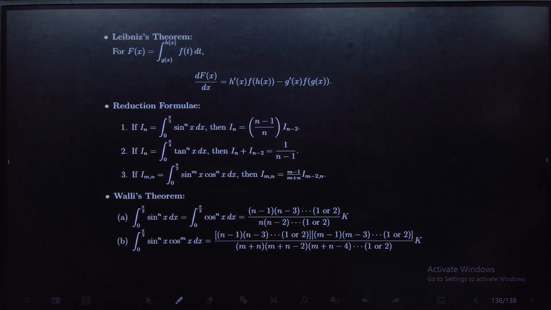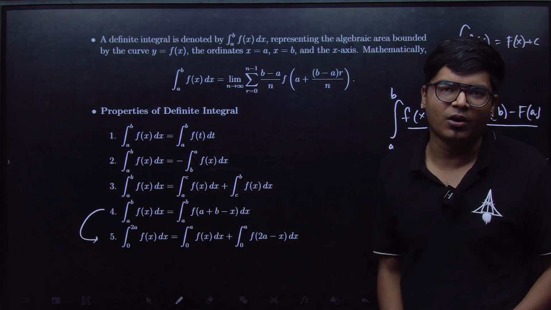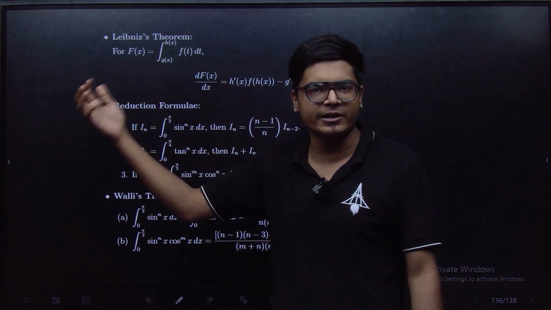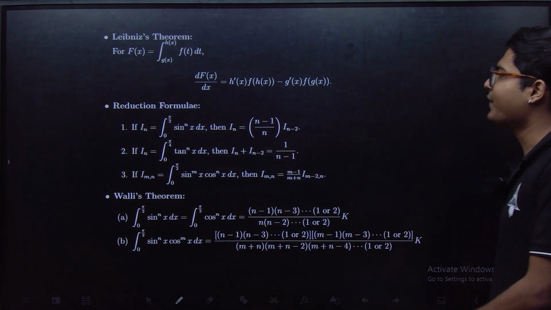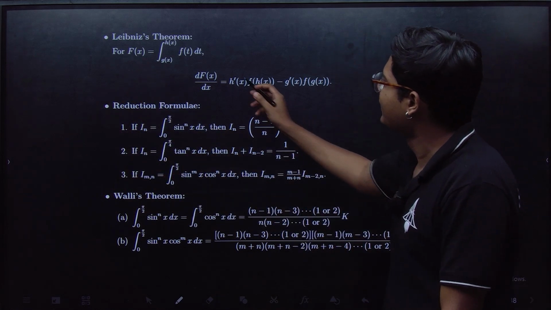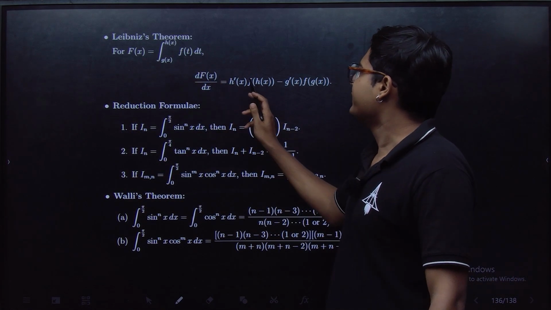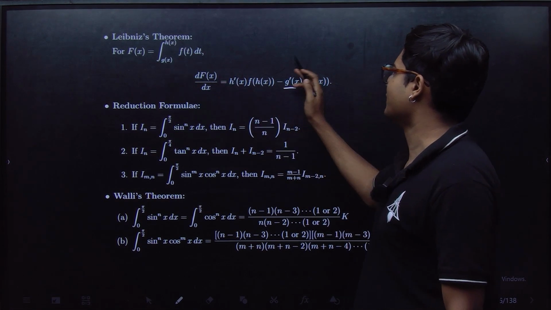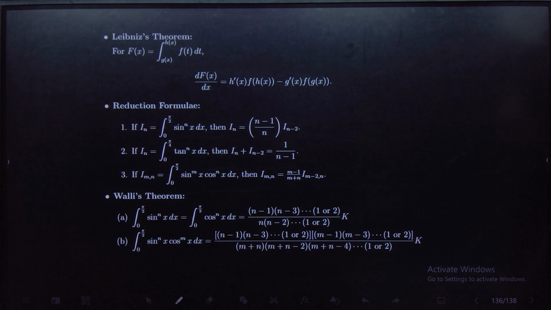Leibniz formula or Leibniz theorem. Now see, in all these cases, our limits were constant values, right? But what if our limits themselves are functions of x, right? So in that case, whatever you get after integrating is also going to be a function of x. So if I try to find the derivative of this, what you get is f of the upper limit times the derivative of the upper limit minus f of the lower limit times the derivative of the lower limit, right? So this formula is known as Leibniz rule.